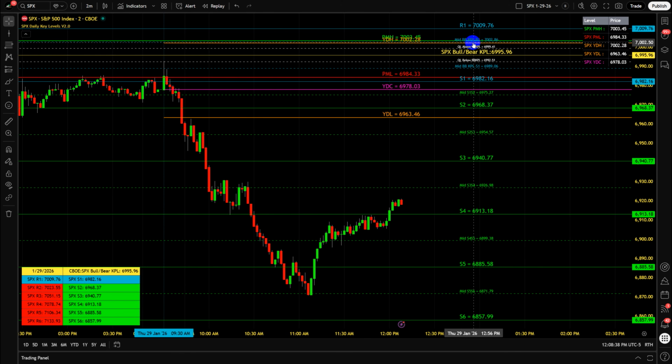The midpoint levels shown on the default display are the first midpoint level above the bull bear KPL and the first midpoint level below the bull bear KPL. The other midpoints are also available to be enabled in between each of the S levels and in between each of the R levels. And you would simply do that in the user control panel if you wish to turn those on as well. The levels that you see here are the PMH, PML, YDH, YDL, and YDC.